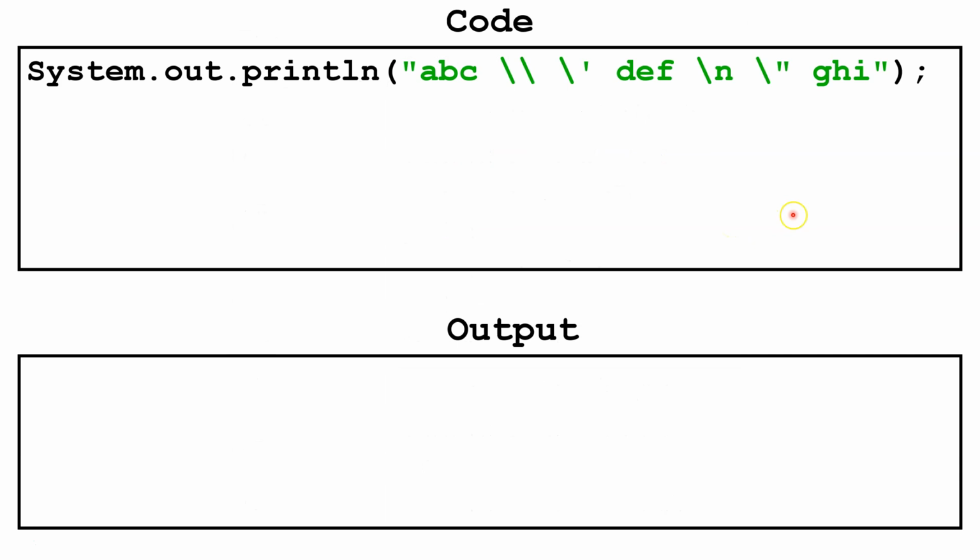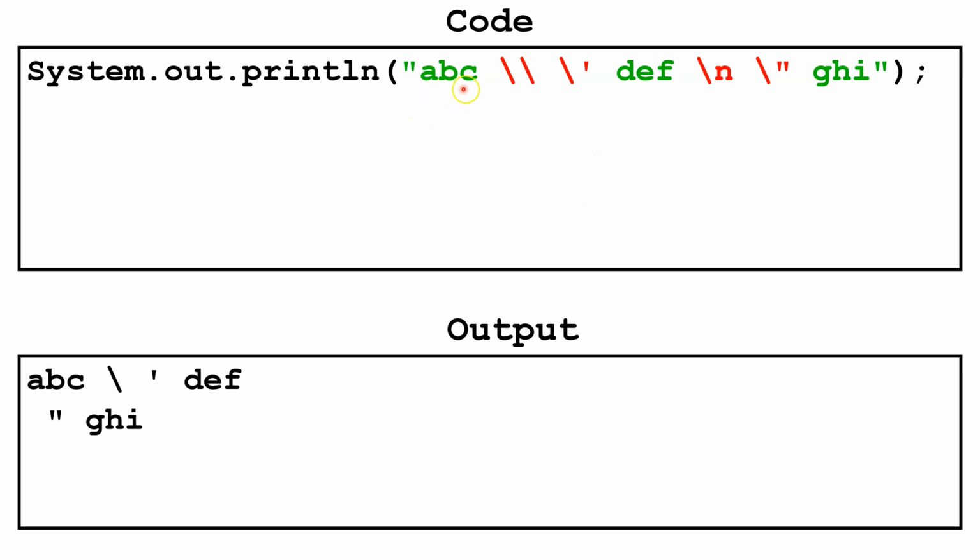As practice, let's look at this sample bit of code. You can pause right here and try to guess what the output's going to be, and then compare it with the actual answer. To make it a little easier, I'm going to highlight all of the escape sequences in red. Let's see what it'll output.